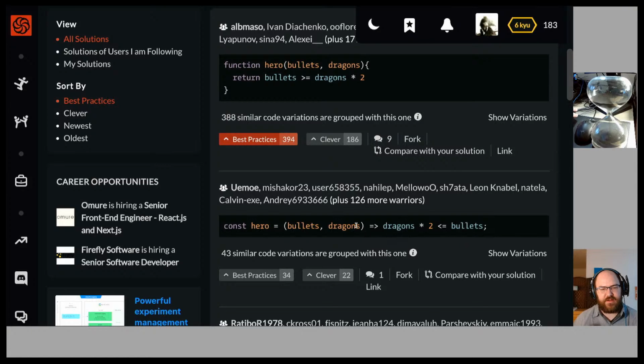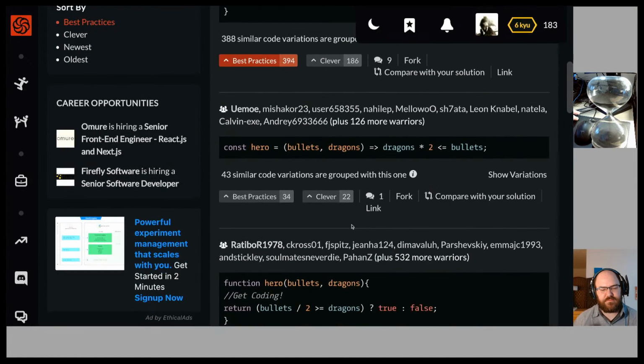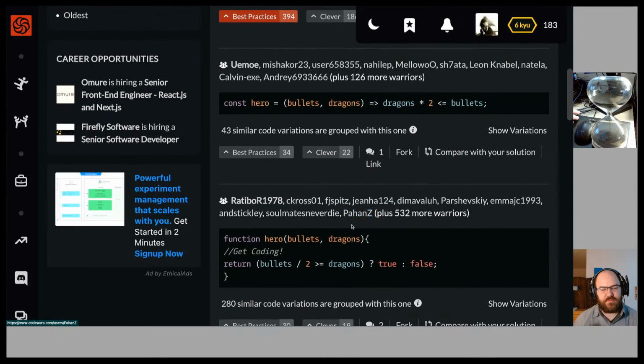Same idea here. This is kind of a redundant ternary statement, right? Because if this is true, it gives true. If this is false, it gives false. So we could have just written this and left out all of this.